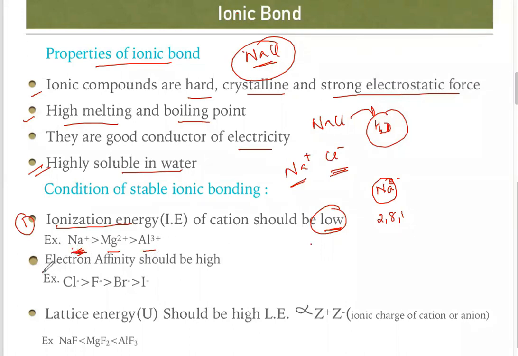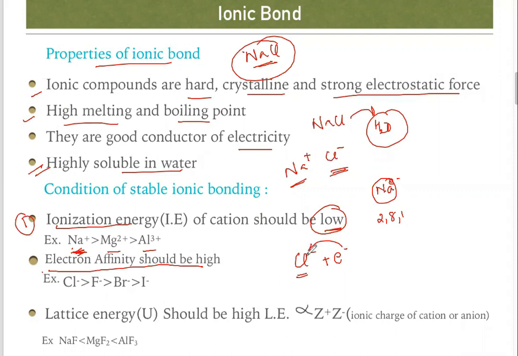Next one is electron affinity. The electron affinity should be high. What is the meaning of electron affinity? Electron affinity is the amount of energy released when one electron is added to an isolated gaseous atom.